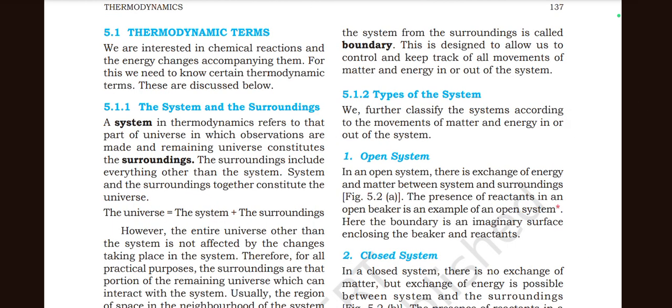The separation of the system from its surroundings is called the boundary. This is designed to allow us to control and keep track of all movements of matter and energy in and out of the system. Types of system.